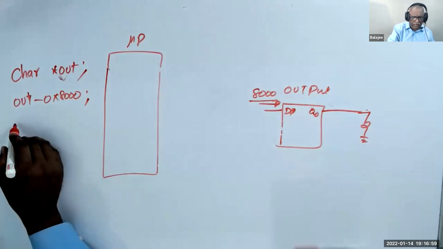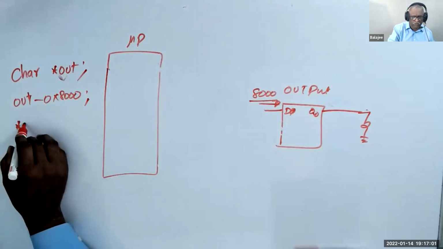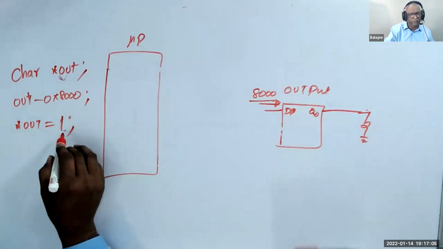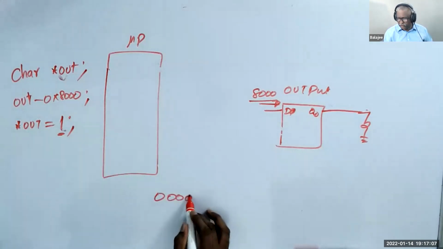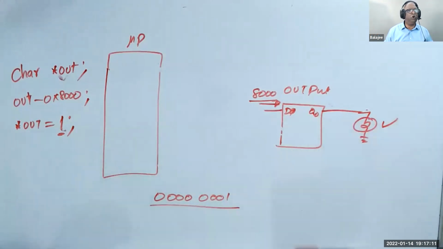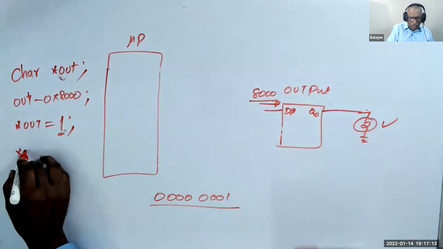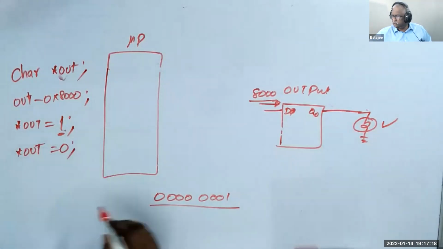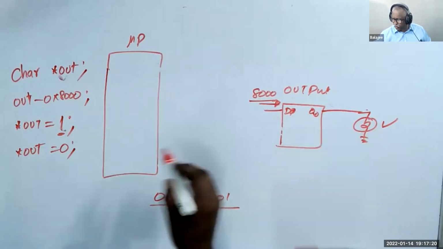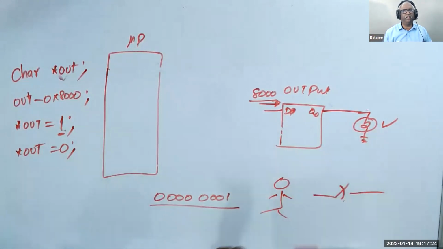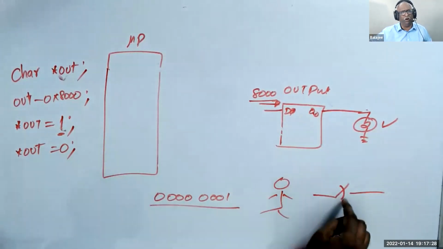Then you say star out equal to 1. 1 means 0, 0, 0, 0, 0, 0, 0, 1. So the LED is going to be on. Done, now I was able to switch it on. If you make star out equal to 0, it is going to go off. This is equivalent to switching on and off immediately. The other person may not even notice that it was on, since I turned it off in such a short time.